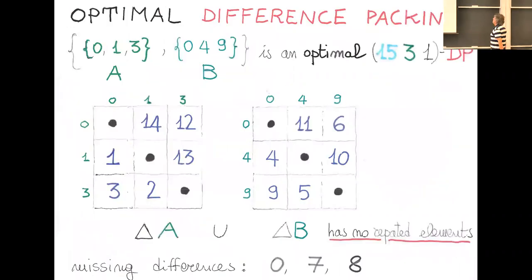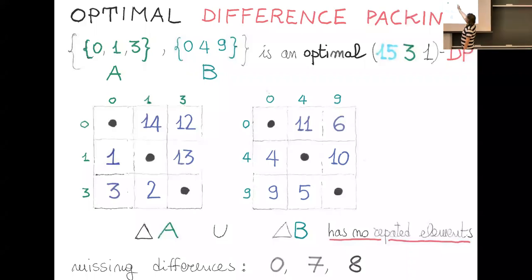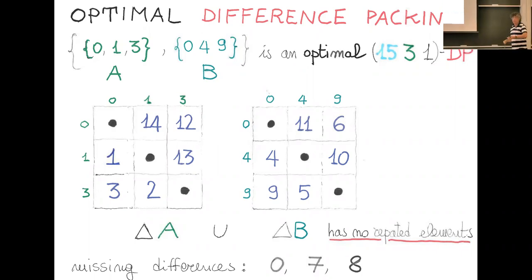Now, another example. I often look for optimal difference packings, which could in particular sometimes be difference families. What is the meaning? Here, for instance, we have an example of an optimal (15, 3, 1) difference packing, whose blocks are {0, 1, 3}, {0, 4, 9}, A and B.